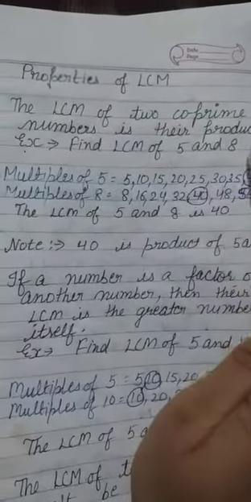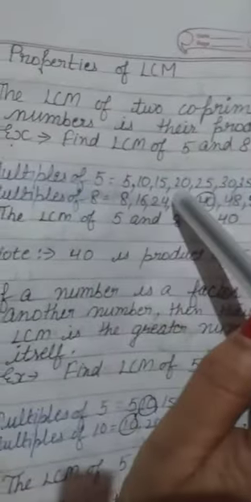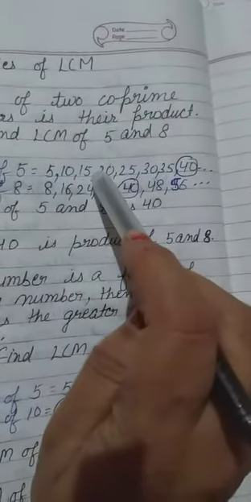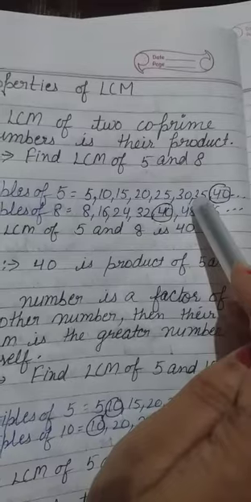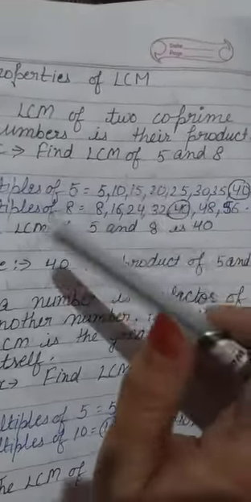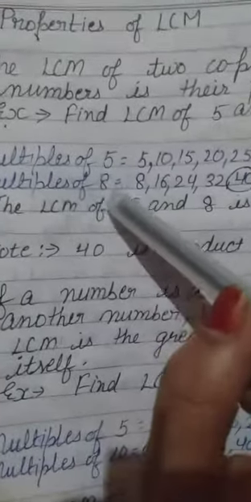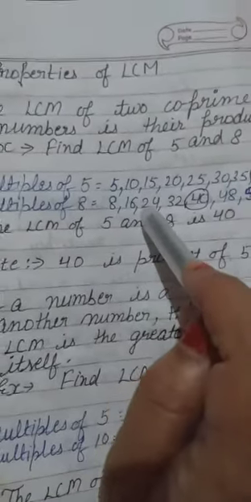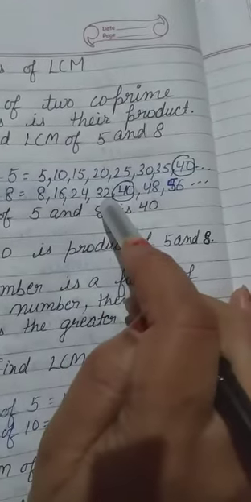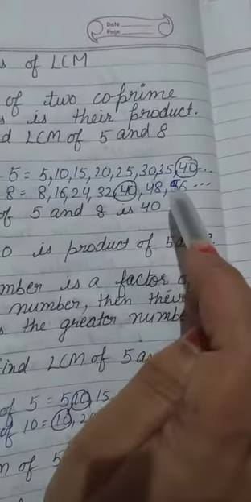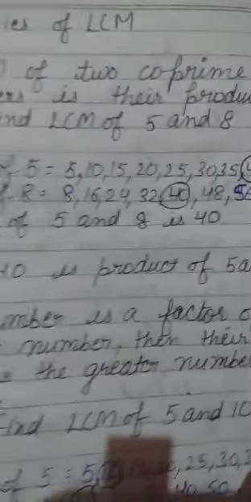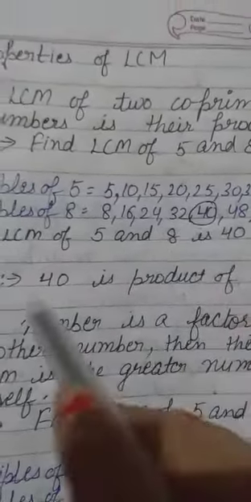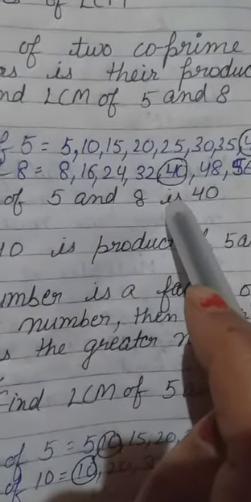For example, find LCM of 5 and 8. First we find the multiples of 5: 5 1 the 5, 5 2 the 10, 5 3 the 15, 5 4 the 20, 5 5 the 25, 5 6 the 30, 5 7 the 35 and 5 8 the 40. Now the table of 8: 8 1 ja 8, 8 2 ja 16, 8 3 ja 24, 8 4 ja 32, 8 5 ja 40, 8 6 ja 48, 8 7 ja 56. What is common in both? 40. So LCM of 5 and 8 is 40.